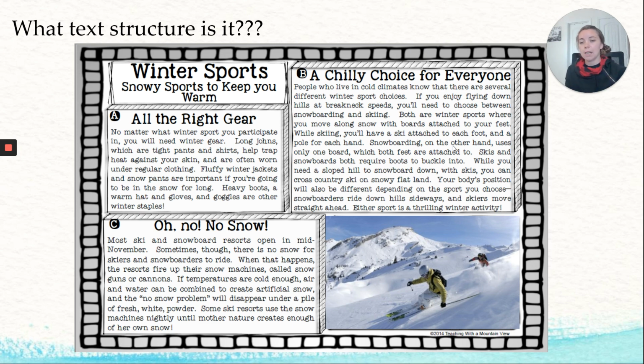All right, paragraph C. Oh no, no snow. Just the title kind of told me what this text structure was going to be. As I was reading this one, right down here in these parentheses, I see no snow problem. That key right there is a really big clue as to what this text structure is. So what is the text structure of this paragraph that you thought of? Did you think problem and solution? Because if so, then you are right. Problem and solution is definitely in this one.